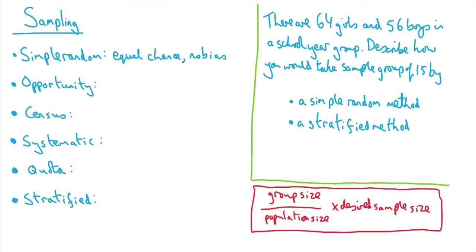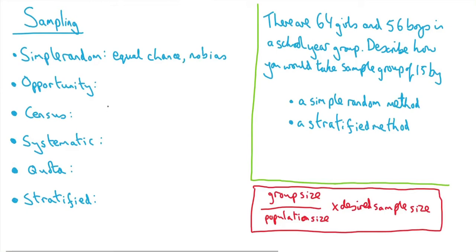What you might do for this method is say, assign everyone a number, use a random number generator, and then just ask the people who have the number that the machine spat out. Or you can put names in a hat and draw names out randomly, anything like that.